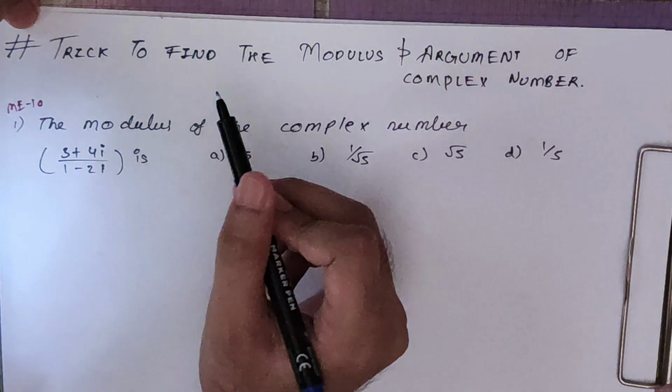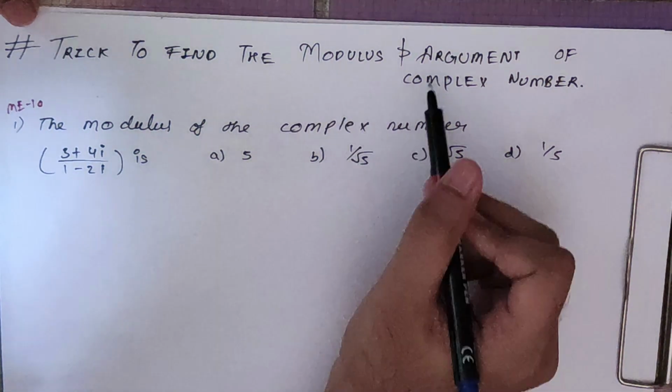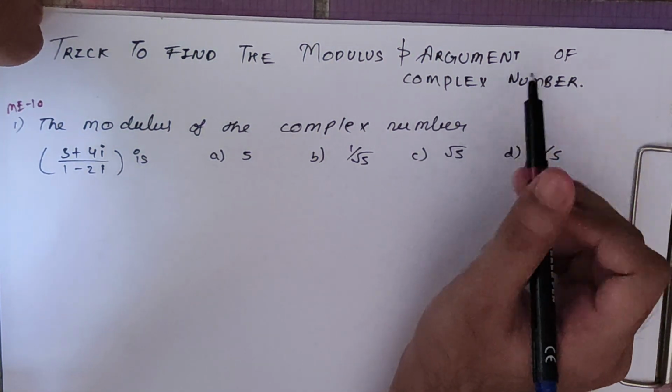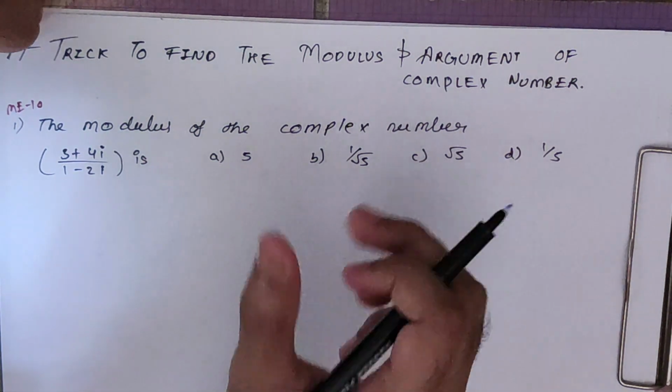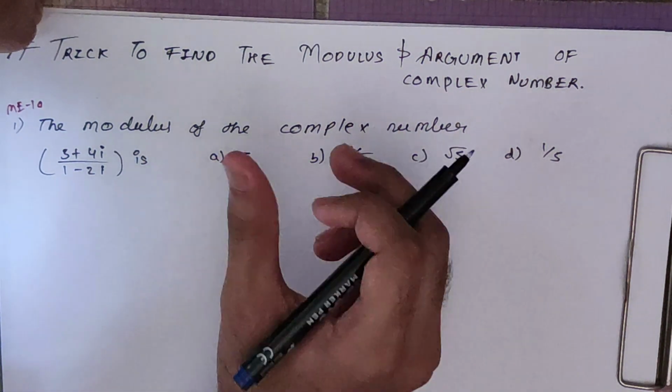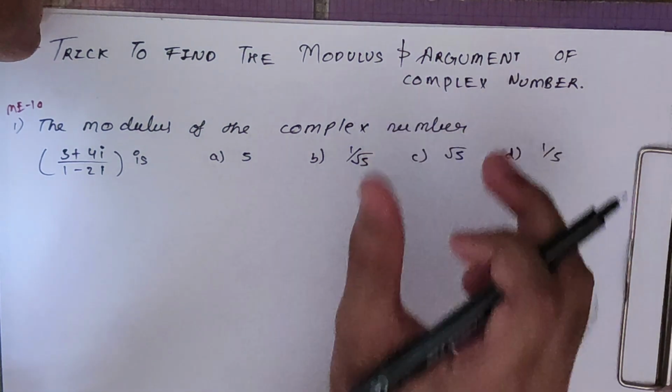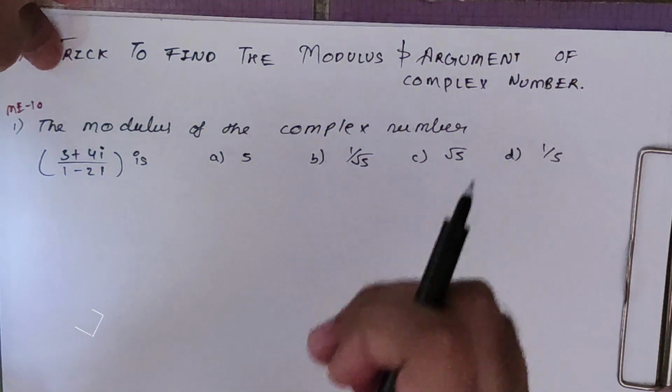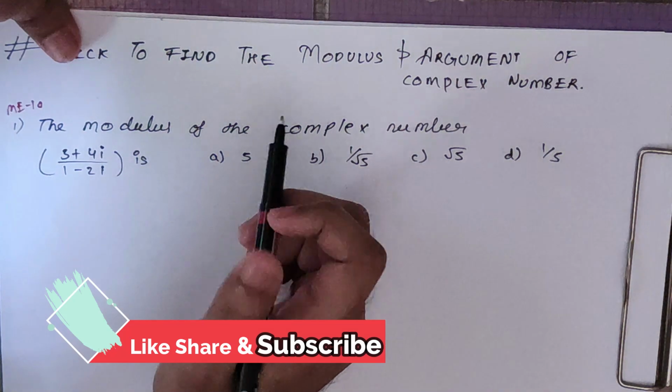Hello friends, in today's video we are going to see the trick to find the modulus and argument of a complex number. Let me tell you, after this video you will be able to solve the sum based on modulus and argument of a complex number in just 5 seconds. So let's jump directly to the sum and there only we will see the trick.